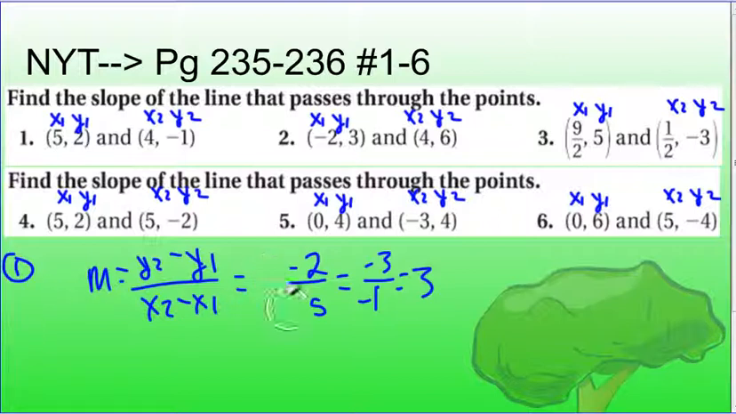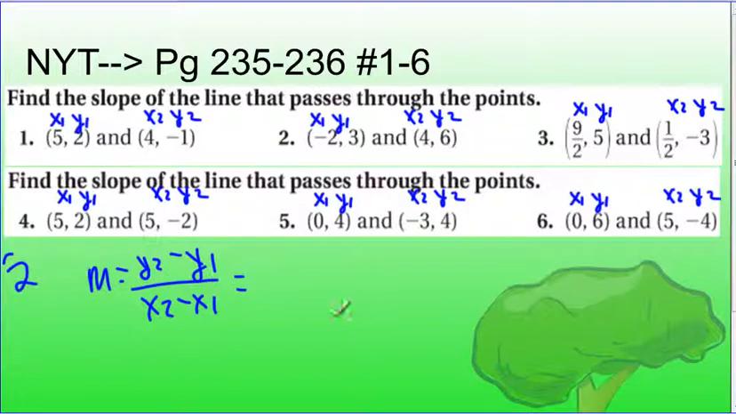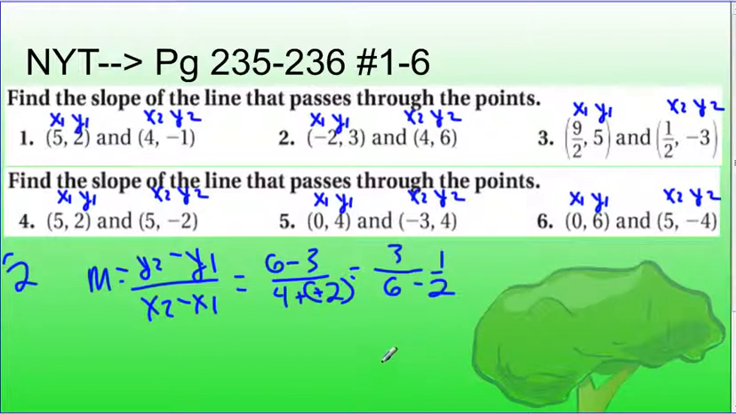Number 2. Number 2, same formula, m equals y2 minus y1 over x2 minus x1. Here, y2 minus y1 over x2 minus x1. 6 minus 3 is 3. 4, keep, flip, change is 6. And if we simplify that guy, we get 1/2. Number 2 done.